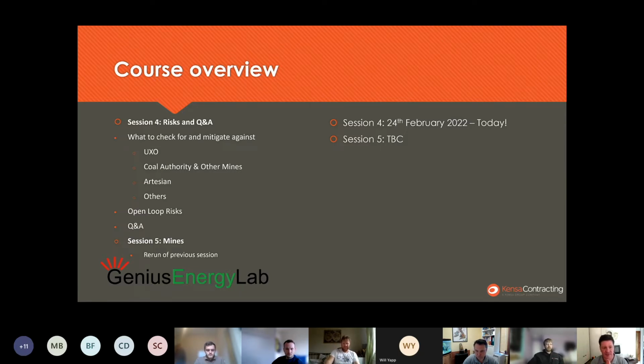So we're going to look at the types of risks that we can mitigate against, mainly around drilling, which obviously is a big part of what we do. And then I'm going to speak specifically about open loop. If you're not familiar with open loop systems, session 1 covers all of that, but open loop is where we take water from the ground, via water wells, and put it back into the ground again. So it's an alternative to closed loop.